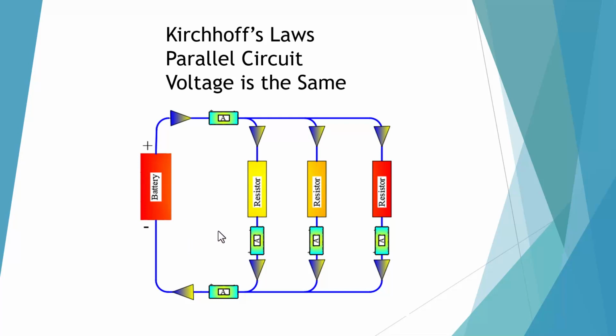What happens is the current coming out of the battery is equivalent to the current going back into the battery. And the current in each one of these branches will add up to the current in the main. And that's the conventional theory of Kirchhoff's laws for parallel circuits.